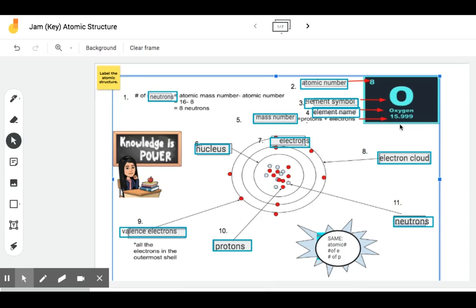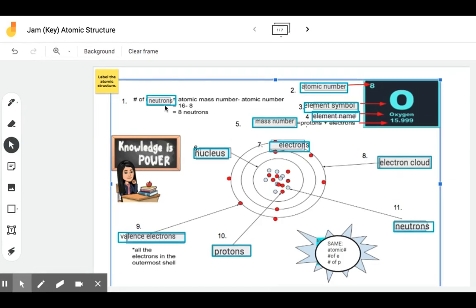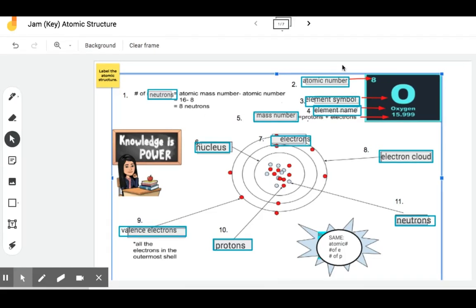How did we get that 8? Neutrons is equal to atomic mass number minus atomic number. The answer for number 1 is neutrons. The number of neutrons is equal to the atomic mass number minus atomic number. 16 minus 8 is 8. So I already mentioned that this is the atomic number, this is the element symbol, and oxygen is the element name. So the answer for number 5 is mass number.